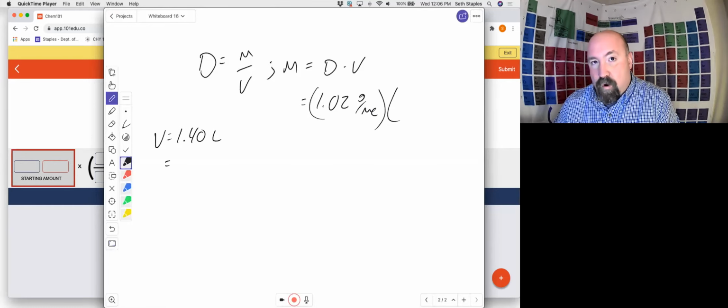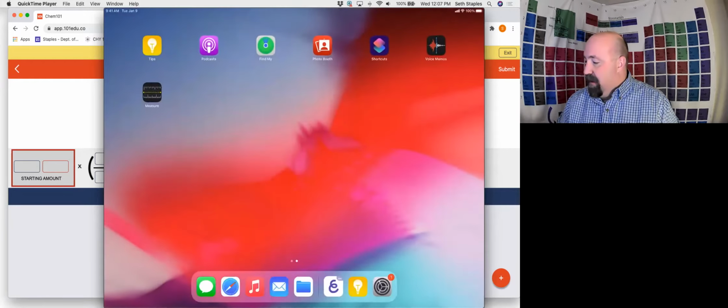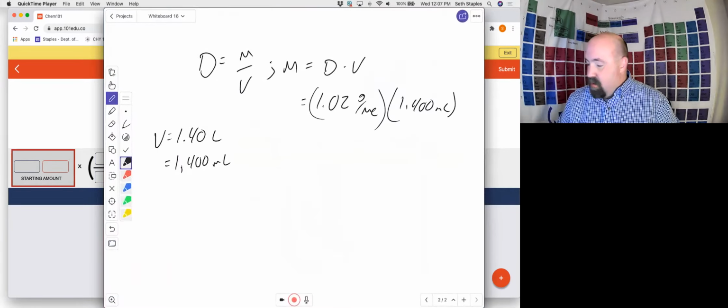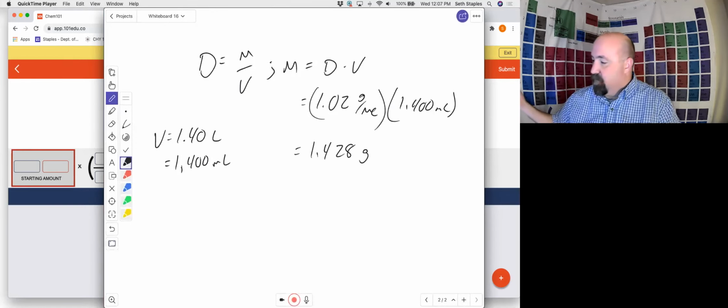And so 1.4 liters, there are 1,000 milliliters per liter. That's our milli conversion. And so this then will equal 1,400 milliliters. And so we then put that in for our volume. And so we get 1.02 times 1,400 equals 1,428 grams.